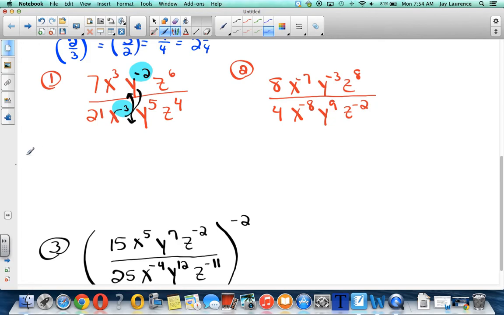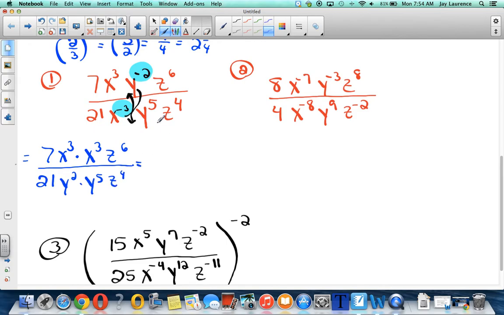So here's what my new problem is going to look like. I'm going to have a 7, and I have an x cubed, right? But this x cubed downstairs has moved upstairs. He's moved to the numerator. Why? Because he had a negative exponent, and I needed to use the reciprocal. The y to the negative second won't be there because I used the reciprocal. And then I have a z to the 6th. Now in the denominator, I have a 21. The x to the negative third is gone. He went to the numerator. The y to the negative second is coming down as a y to the second. There's a y to the 5th and a z to the 4th.